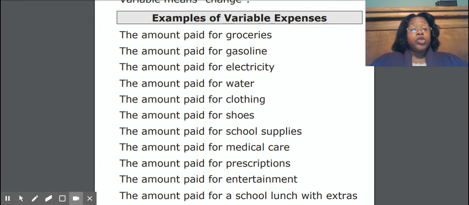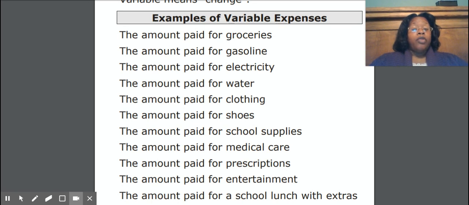The amount paid for school supplies. Like for instance, this month you probably aren't buying that many school supplies. Well, some of you need pencils though. But right before school started, you probably spent a lot more on school supplies. The amount for medical care. You could just go get a flu shot or you could need a cast. Those things will change. That's because they're variable.